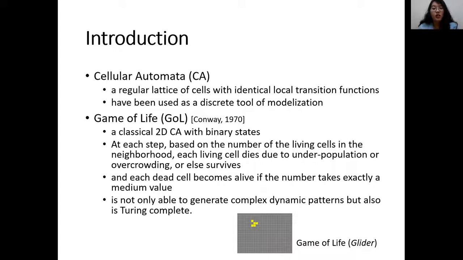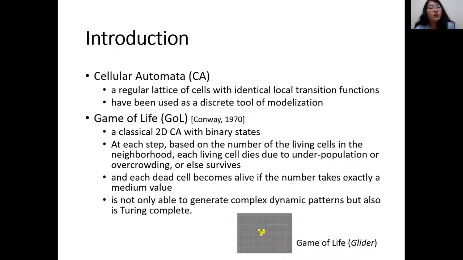Each living cell dies due to underpopulation or overcrowding, or survives. And each dead cell becomes alive if the number takes exactly a median value. GOL is not only able to generate complex dynamic patterns, but also is Turing complete.